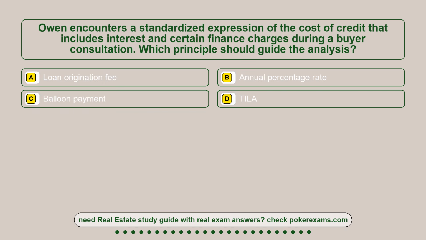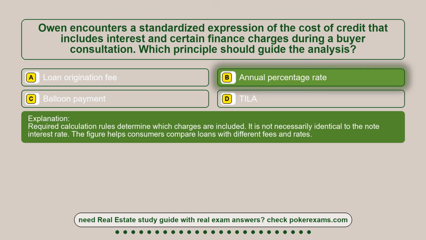Option D, TILA. The correct answer is option B, annual percentage rate. Required calculation rules determine which charges are included. It is not necessarily identical to the note interest rate. The figure helps consumers compare loans with different fees and rates.